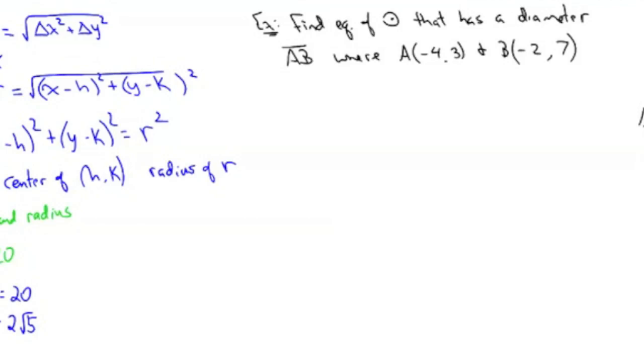So what do I need for the equation of a circle? I need a center, which in this case is the midpoint, and I need a radius. So break this up into two parts: you need a center and a radius out of the given information. Which one's easier? Center. The center is just the midpoint of these two coordinates.